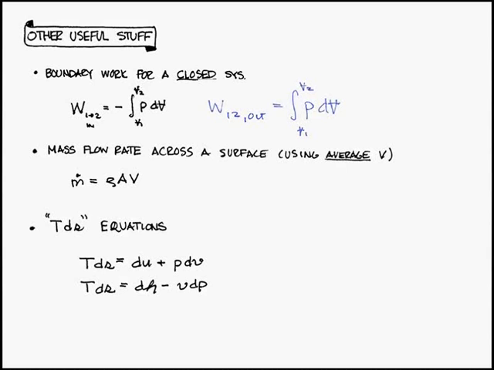We've also got our mass flow rate across surfaces, real or imaginary, by using the average velocity of a flow stream. Good old m dot equals rho A V. And here are some miscellaneous relationships among properties that we're going to use from time to time. This is a really handy way to relate U, V, P, things that are easily measurable, to entropy, which is really hard to measure. So we call those the T dS equations.